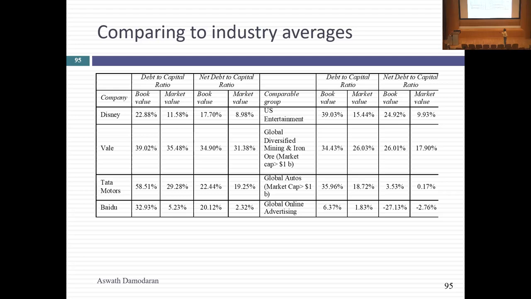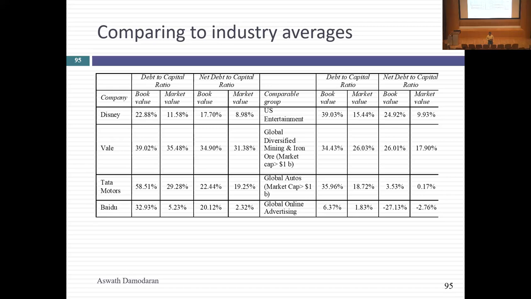Baidu, if you look at their book debt ratios, they're high, but the market debt ratios are low, but they're in sectors with low debt ratios. In fact, if you look at global online advertising, the net debt ratio is actually negative for the industry because they have more cash than debt. This is a sector with very little debt. I'm not surprised that Baidu also borrows very little money. So when you do this comparison, you're just comparing your company to the industry average and you're stopping there. And if you were going to pass judgment, you say, my company is over-levered because there's more debt than the industry average. And I think that's unfair because you're not controlling for differences across companies.